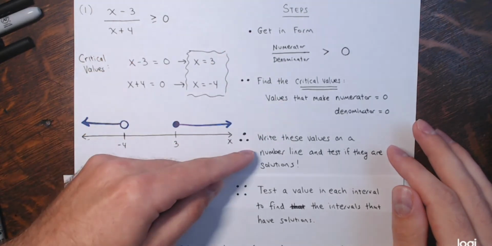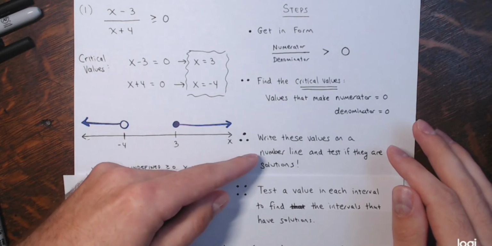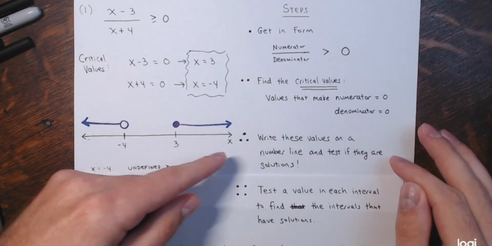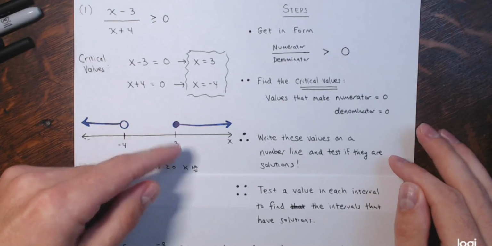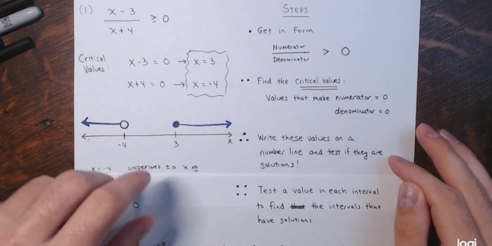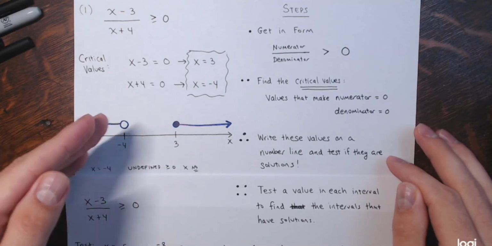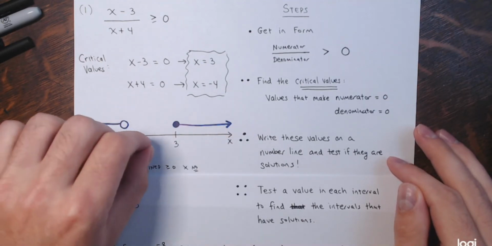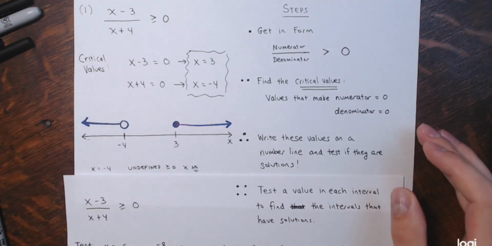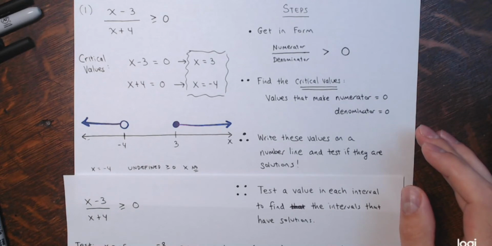And I write these numbers, these critical values, on a number line and test if they're solutions or not. And they get an open point if they're not solutions. They get a closed point if they are solutions. And then those critical values will break the number line up into intervals. And I test a value in each of those intervals to try to figure out which intervals have solutions to the inequality. And it's as simple as all this. No, it's not. I mean, I say it's simple. It's a lot of steps. I get it. But it'll work every single time.